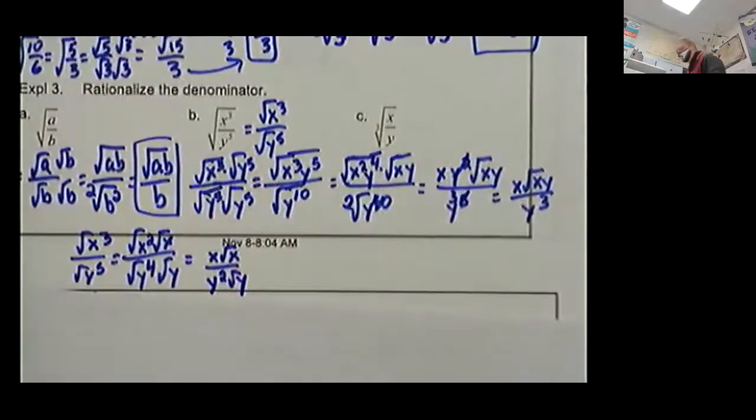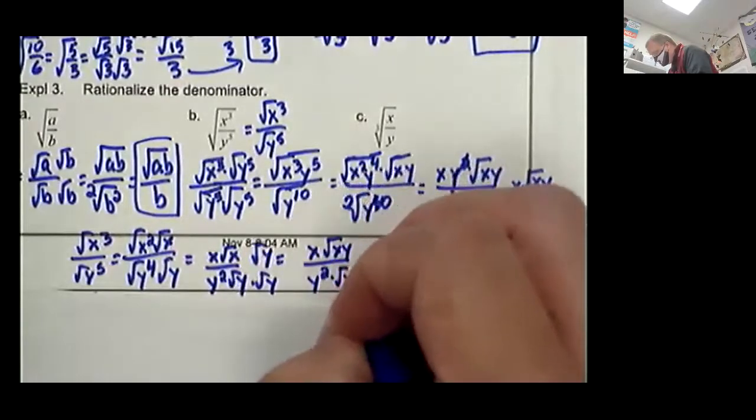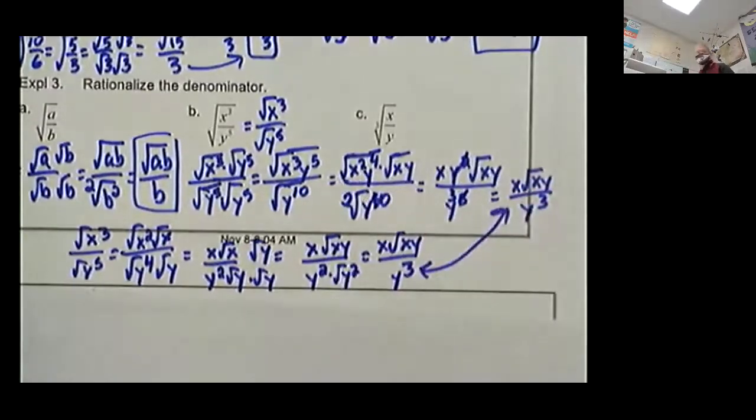Now we can rationalize by multiplying by square root of y. And we get x square root of xy over y squared times square root of y squared, which is x square root of xy over y squared times y, which is y cubed. So whichever one of those methods makes more sense to you, you're welcome to do it that way. Either go ahead and rationalize the whole denominator or simplify first and then rationalize the denominator.